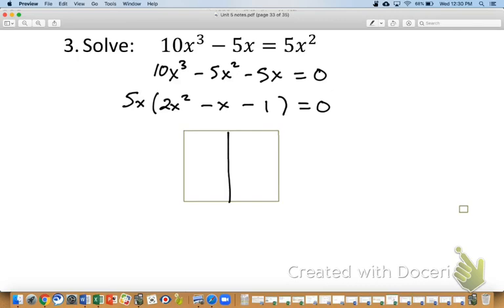Please pay attention. I've got 2x squared. I've got minus 1. What's my AC for the quadratic? My AC is negative 2. The good news is there's not that many ways to multiply to get negative 2, is there? What are they? Negative 2 times 1 or negative 1 times 2. That's it. So which of those actually adds up to be my B?